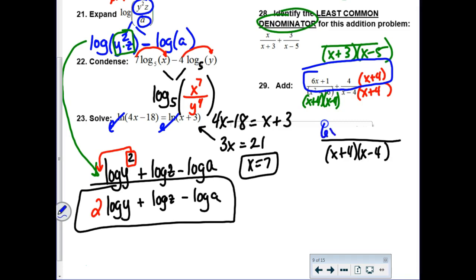So the 6x plus 1 I'm going to leave. But then there's a plus sign right here. This 4 gets distributed in. So it's plus 4x plus 16. And then clean everything up. So up top here, we're going to have, let's see, 10x plus 17 over x plus 4 times x minus 4.